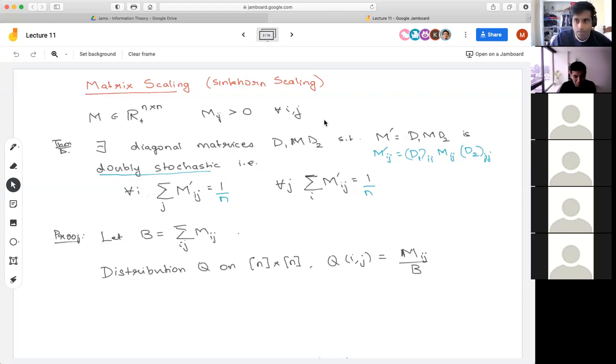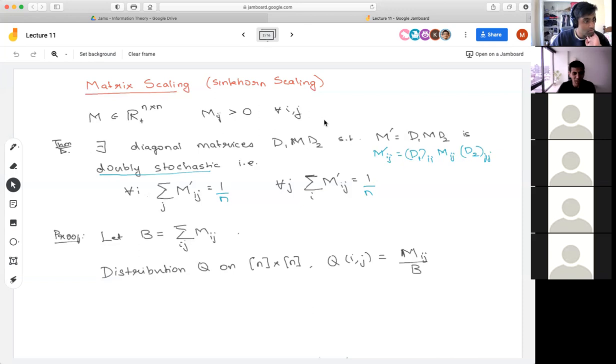But let's just, because with this condition, the entries of the matrix, because there are n columns, each column sums to 1 over n. So the sum of all the entries is 1, and we can think of the entries of a matrix as a distribution. They are positive numbers which sum up to 1. And so then we will apply all the machinery we know about distributions and divergences.